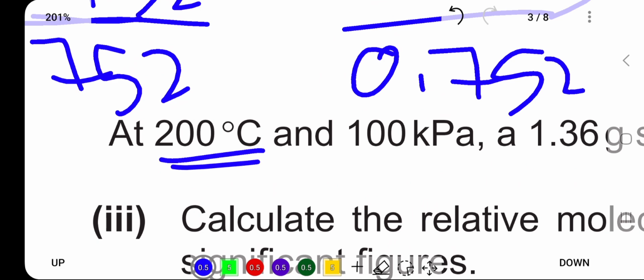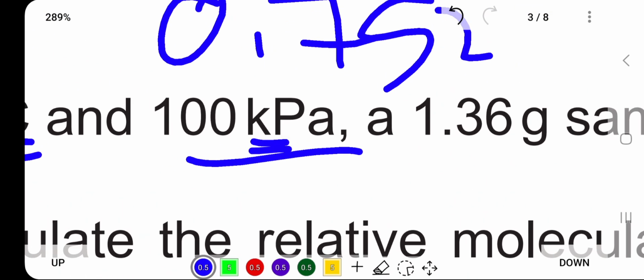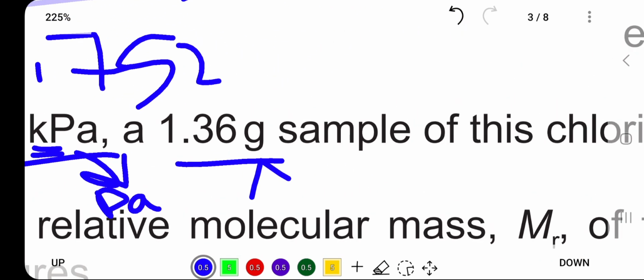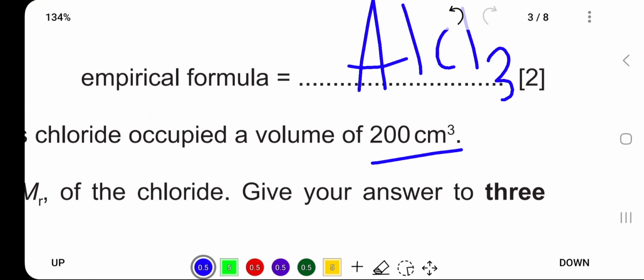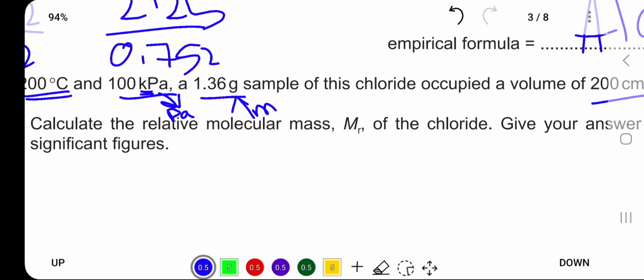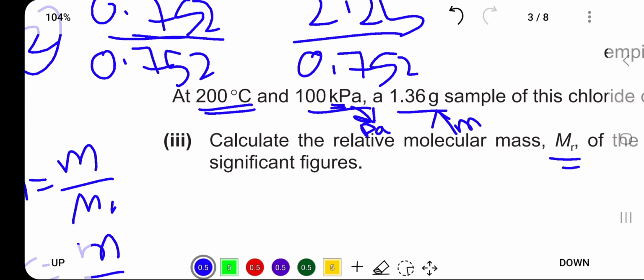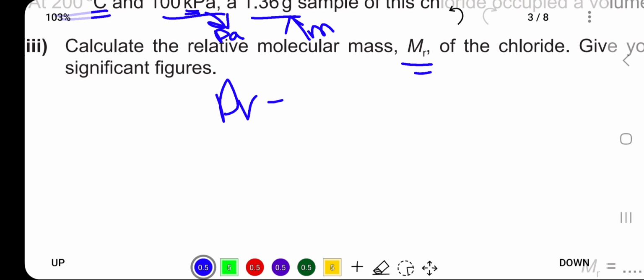At 200 centigrade, 100 kPa, they gave you kPa, so use your mind, Pa straight up. They gave you the mass as well. Great. A chloride compound of volume 200. Calculate the relative, they want the Mr, where they gave you a pressure and temperature. You use your big mind and straight up use the equation.